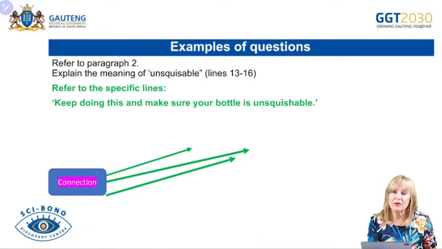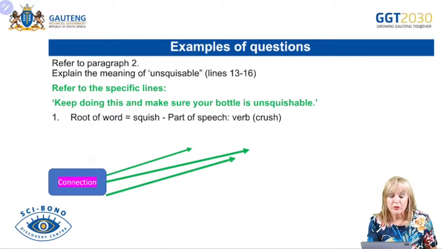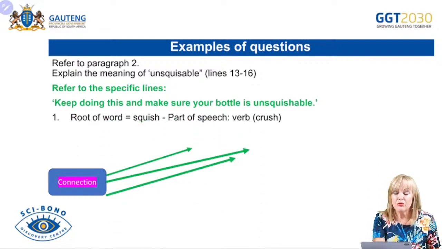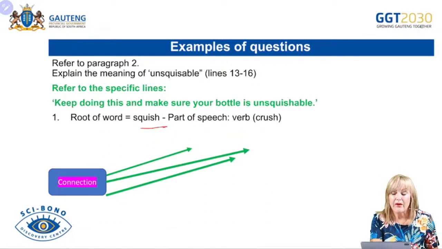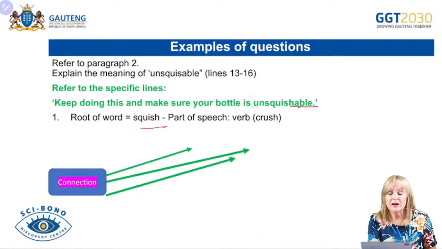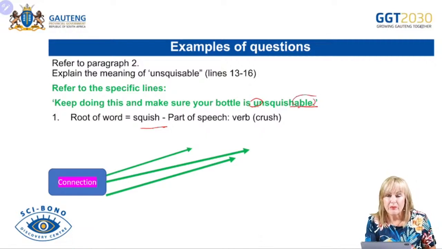Now remember what the word attack skills were that I discussed with you. You must first break down the word. Find the root. The root is squish. What is the part of speech of squish? That is a verb. So if it is un and squishable, it means these are the prefixes and the suffixes that we added to the word.